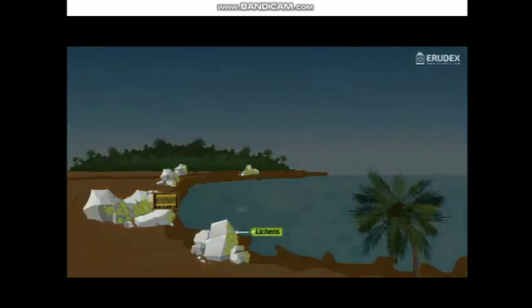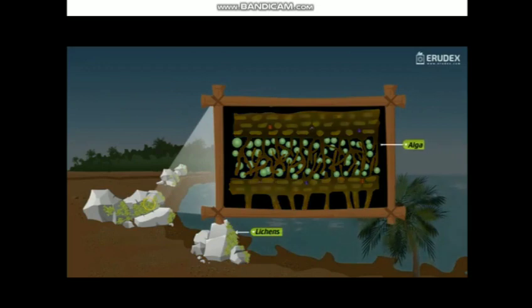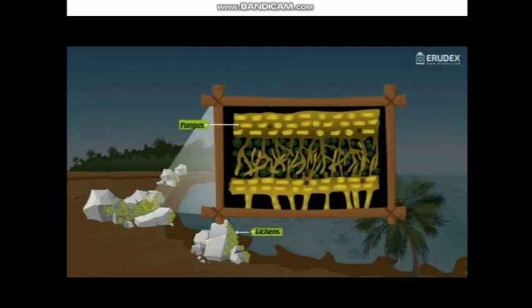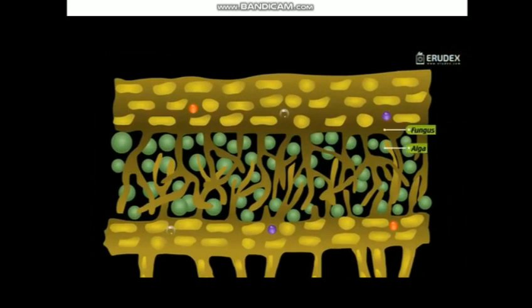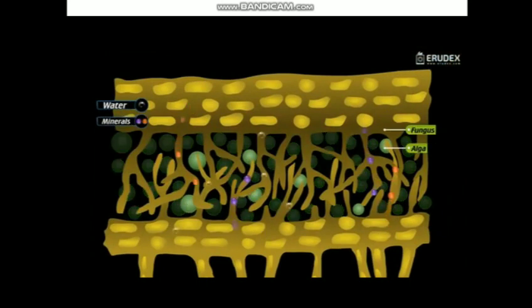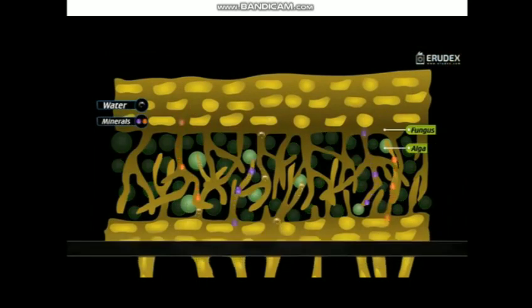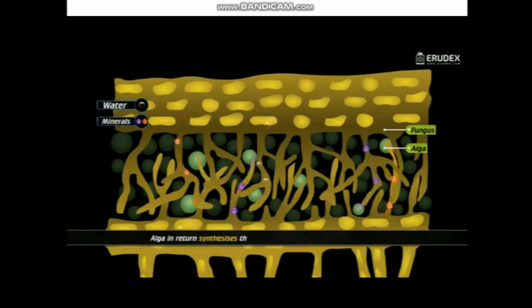Lichens are the organisms in which algae and fungus live together to share the necessary factors. Fungus provides shelter, water, and minerals to algae. Alga, in return, synthesizes the food by the process of photosynthesis and provides food to fungi.